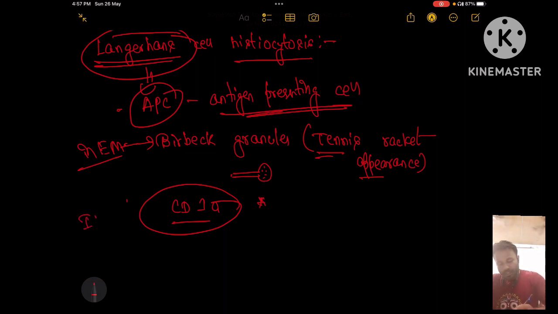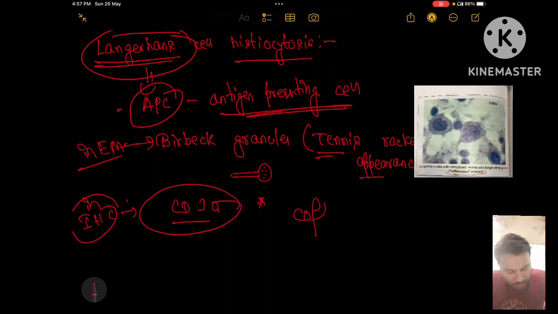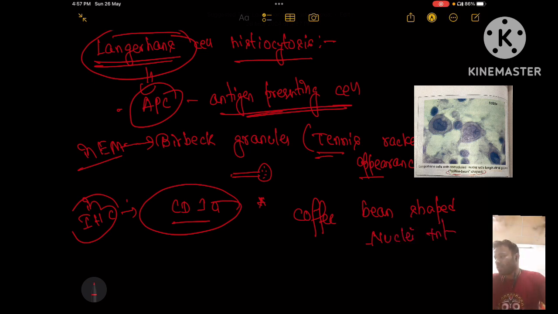In immunohistochemistry, CD1a is a marker, and the cells have coffee bean shaped nuclei. Coffee bean shaped nuclei are present.